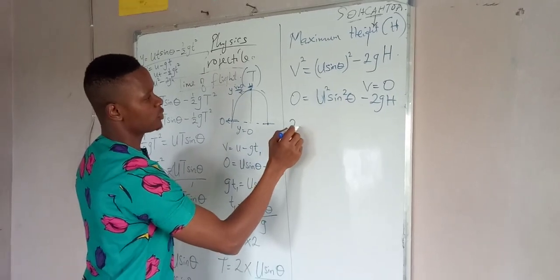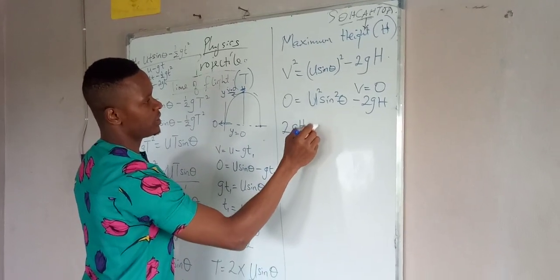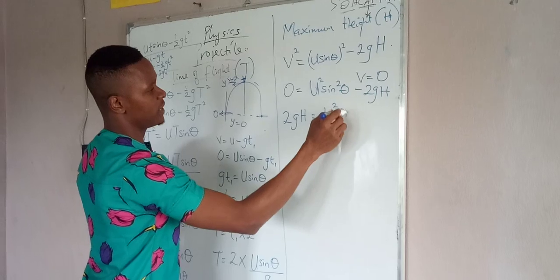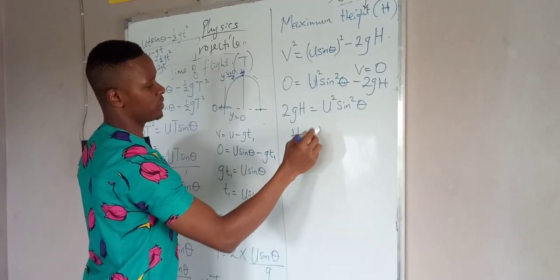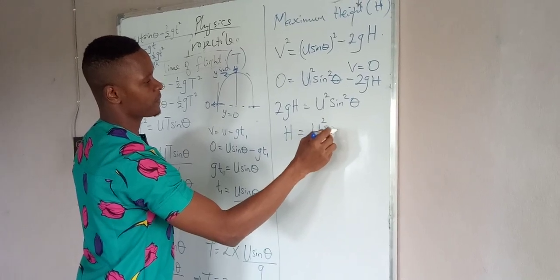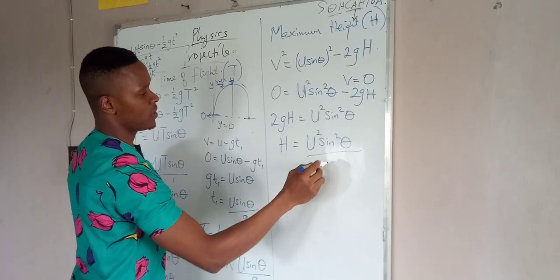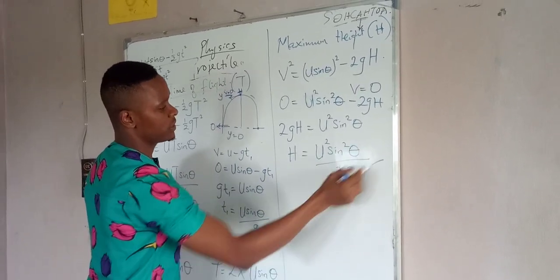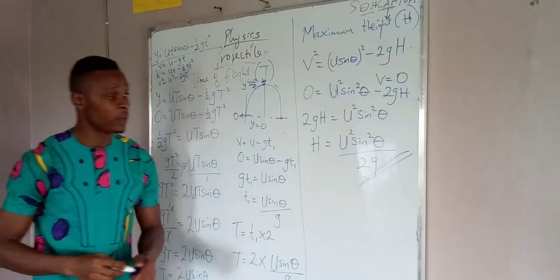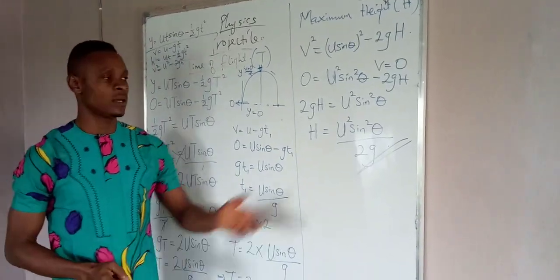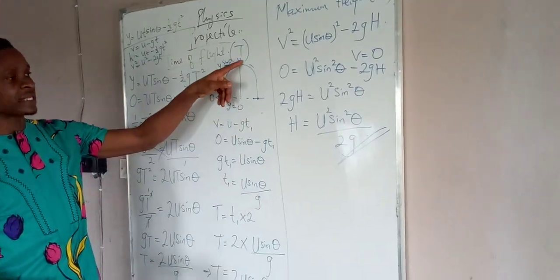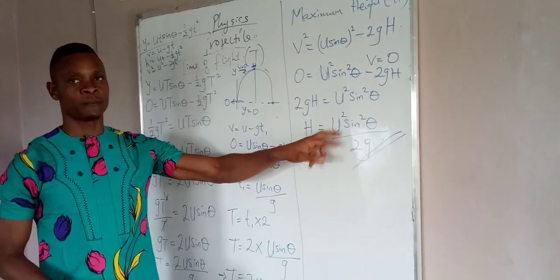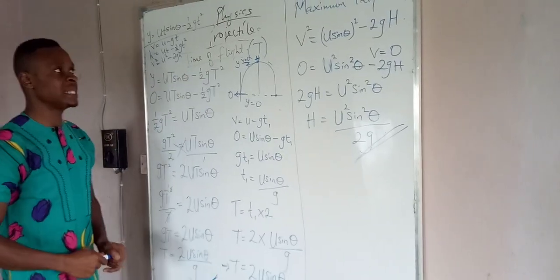This becomes 2GH is equal to U squared sine squared theta. Therefore, H alone now becomes U squared sine squared theta all over 2G. This becomes the equation for maximum height. With this, we solve for the maximum height the projected object has attained at an angle. Okay? And finally, the range.